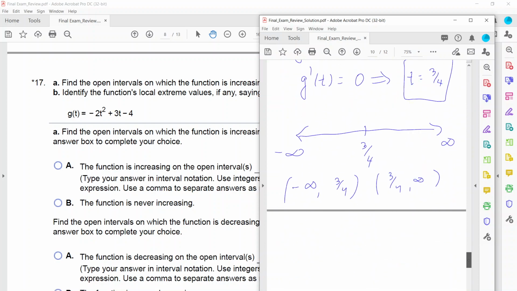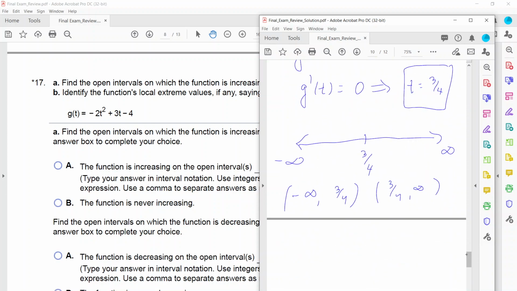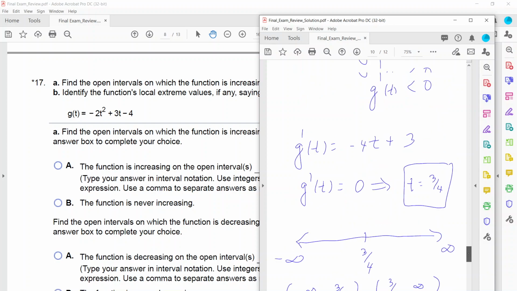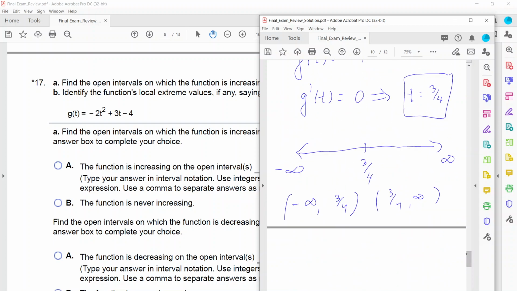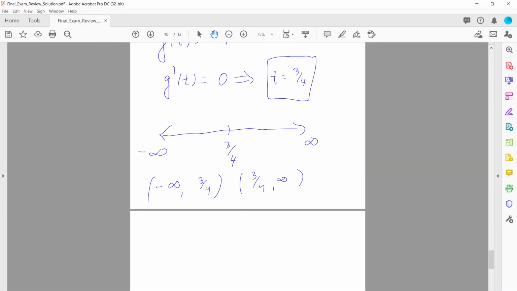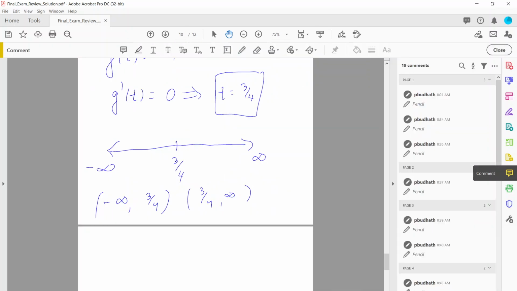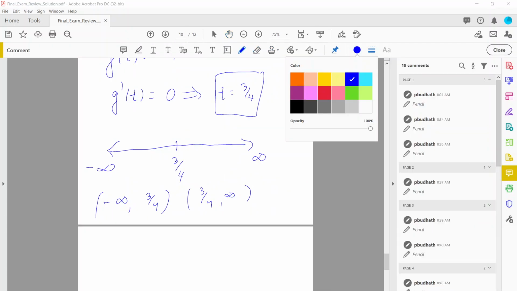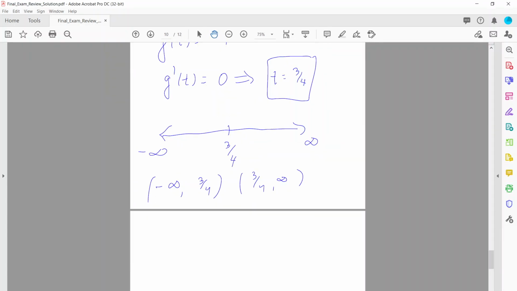Now we need to pick a testing point from this interval and from this interval for finding the value of the derivative of the function. So I'm going to pick testing points from these two intervals. Let me use a red one here. The testing point from here is, let's say, 0, because it's easy to check. The testing point from here is, let's say, 1.